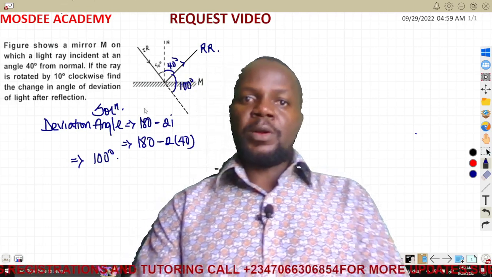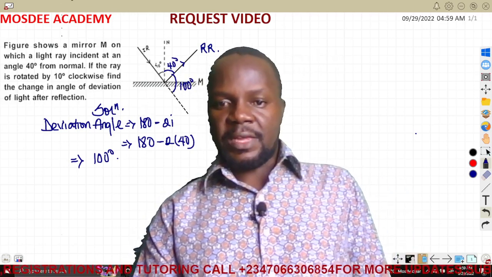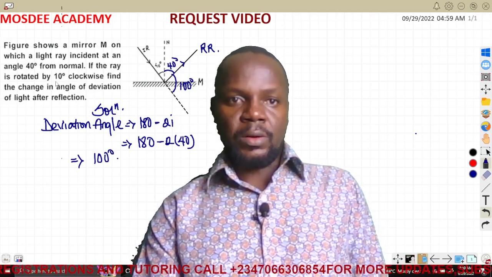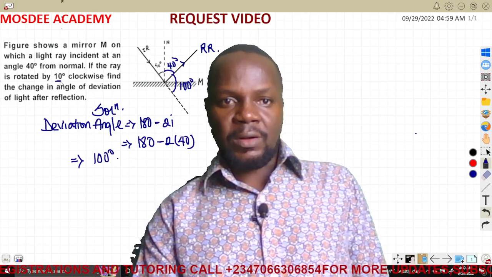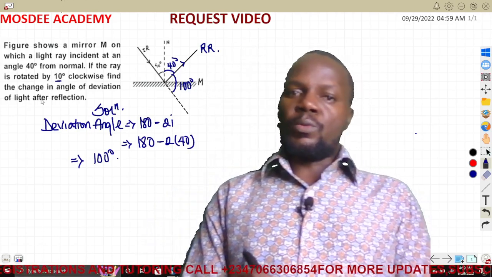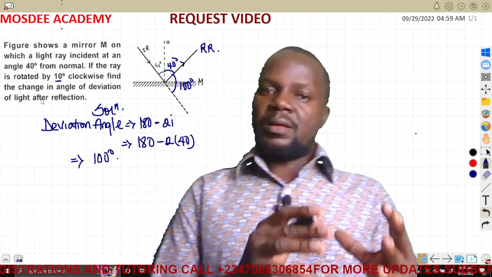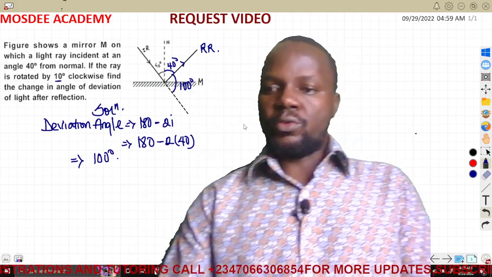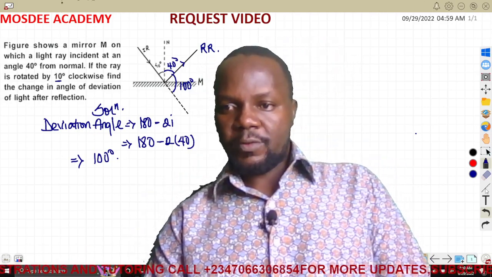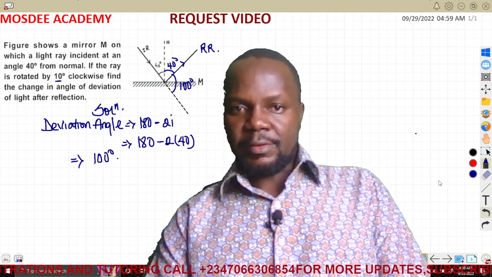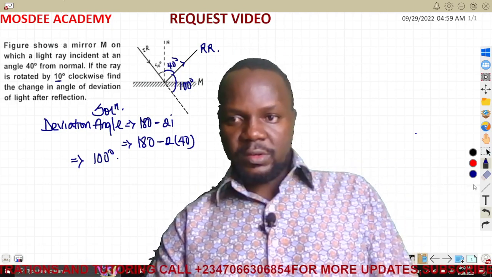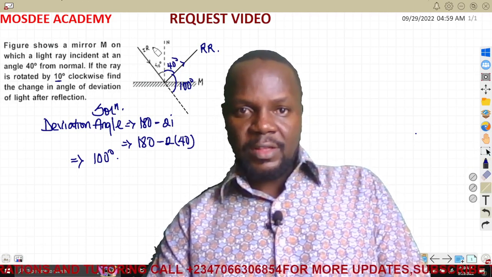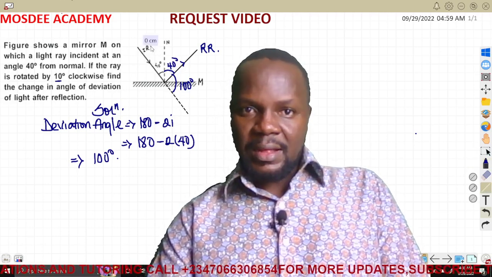Now, the mirror was rotated by 10 degrees as given in the question here. You guys can see that. It was rotated by 10 degrees clockwise. So let's get the new angle between the incident ray and the reflected ray. So how do we do that? Let's show the position of the angle for understanding's sake, especially for some of us who are not that familiar with this topic. So when the ray of light is incident, it was rotated in the clockwise direction.